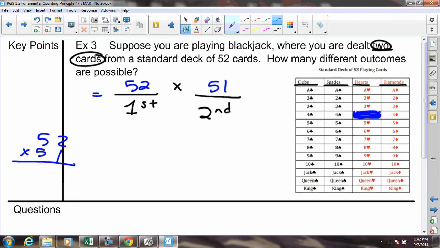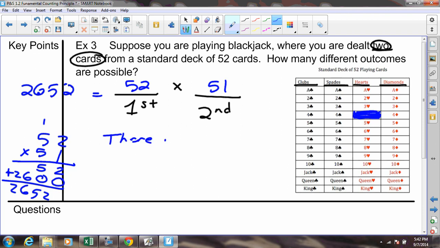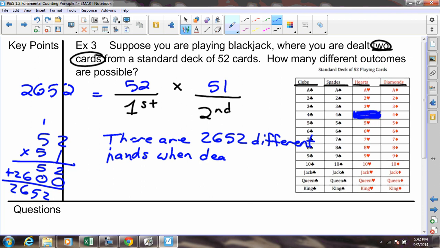So let's crunch the numbers. 2 times 1, 1 times 5, automatic 0. 2 times 5 is 10, carries that over to get 26. And so when we add them up, we get 2652. And so there we go, 2,652. To write this up with our complete sentences, there are 2,652 different hands when dealt from a standard deck.